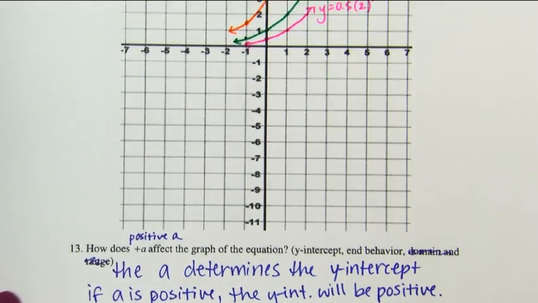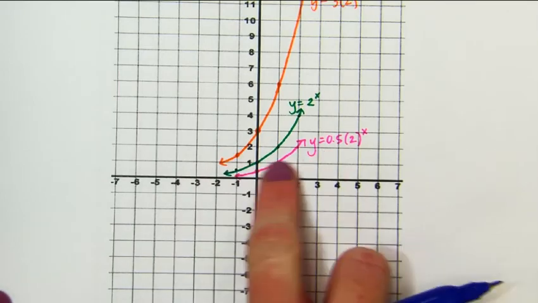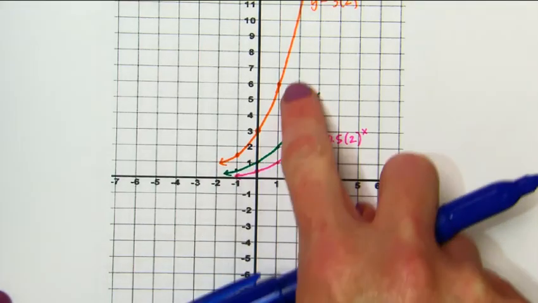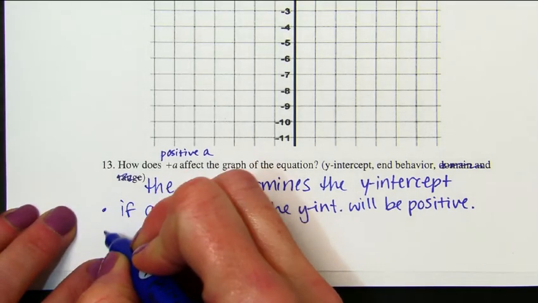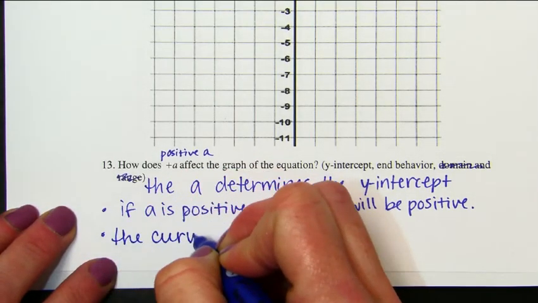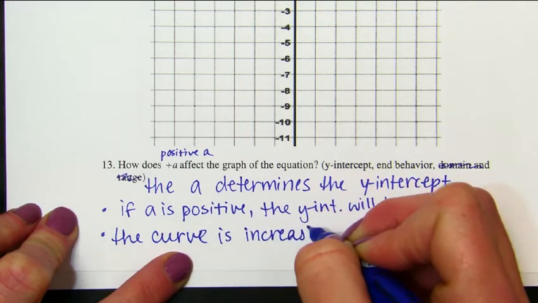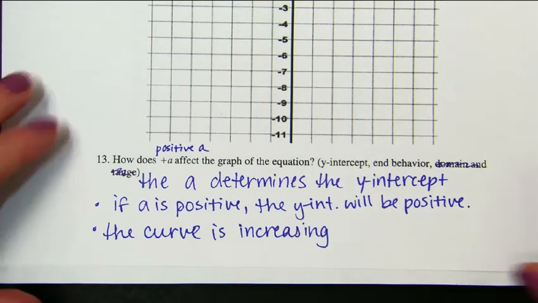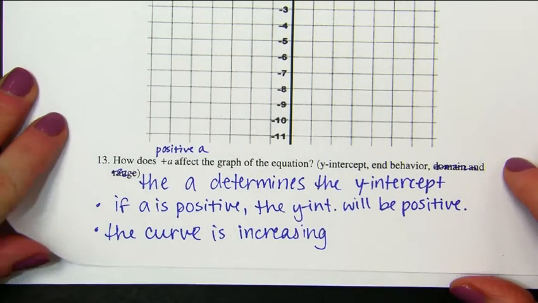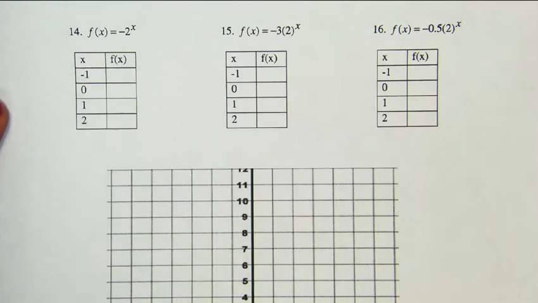Something else we see on the graph is our end behavior. If we look from left to right, our curve is increasing. So we're going to make a note about that too. Let's go to the next page. We're going to fill these out a lot faster.